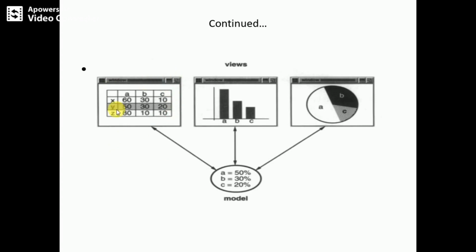This is the spreadsheet, this is the bar chart, and this is the pie chart. We can change the values in the model, which we can see in the views. So A is equal to 50%, B is equal to 30%, C is equal to 20%. Whatever changes we make in our model will be immediately updated in the application. So this is the Model View Controller. The controller is always the interaction with the user input.